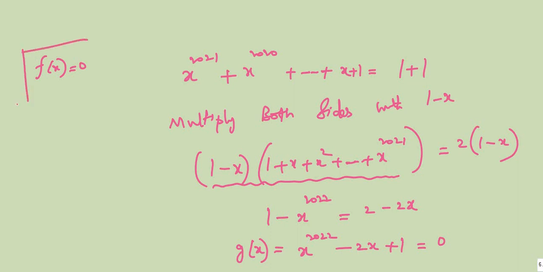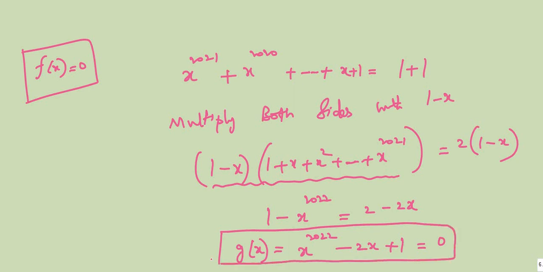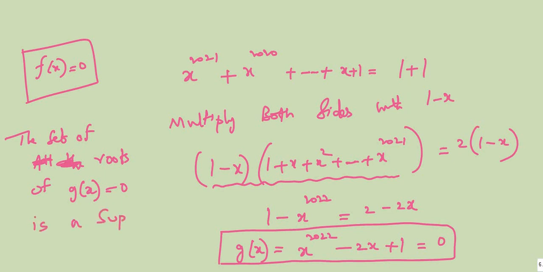So I am converting f of x equal to 0 to a new polynomial g of x equal to 0. Is this polynomial not looking simpler than f of x equal to 0? Of course, yes. It has just 3 terms. But what is the use? The set of roots of g of x equal to 0 is a superset of the set of roots of f of x equal to 0.